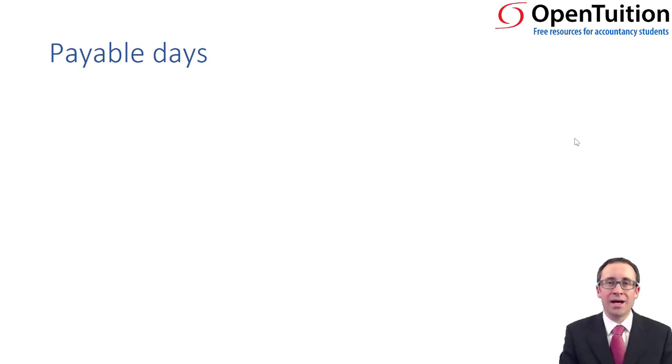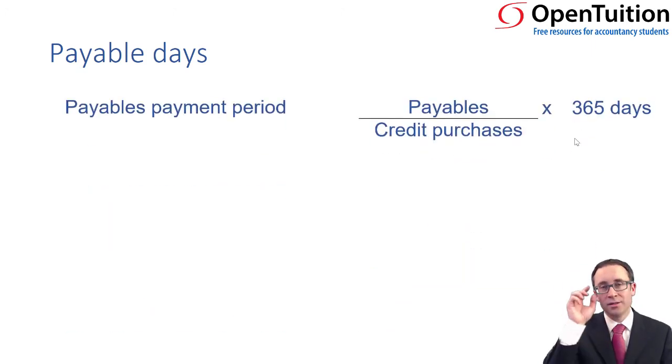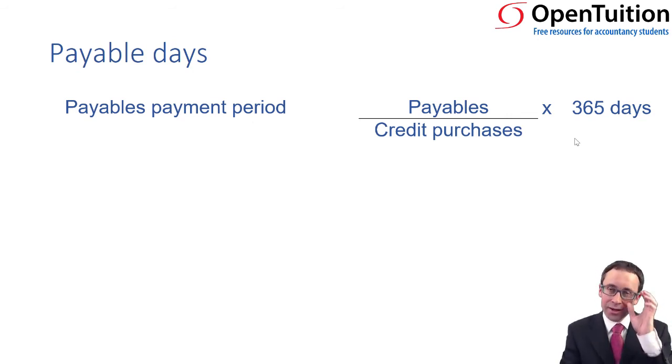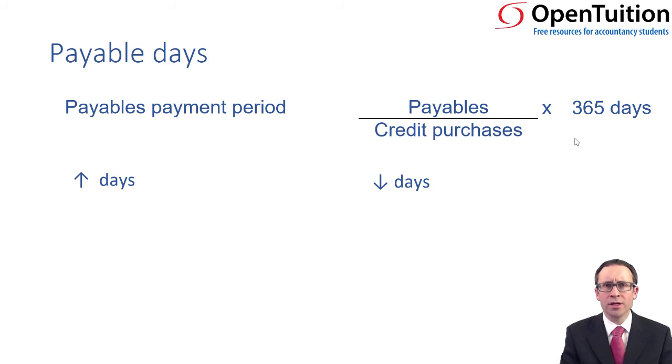Payable days looks at how long it takes us to pay our suppliers. So again, we take a position figure divided by a performance figure. So payables divided by credit purchases. Again, we're just going to use purchases. In our exam, we're not even going to use credit purchases. We're going to use cost of sales, because we don't have a credit purchases figure. So again, what happens if we have an increase in days or a reduction in our days? The increase in days is good. It's taking us longer to pay the supplier. So therefore, we have an improved cash position.